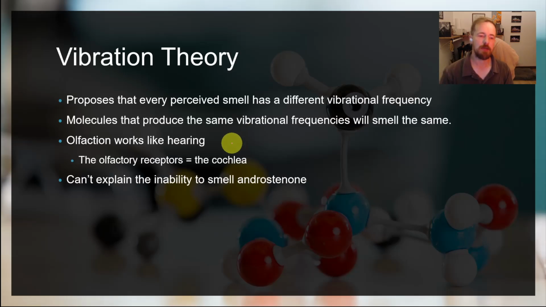All right. Vibration theory is a little bit different. Vibration theory is that we have these molecules. These molecules have a very specific kind of vibrational frequency whenever they latch onto these OSNs. And so in that way, it works a little bit more like hearing, where you have these vibrations that are created from latching onto these cells. And this might also explain why we might have some specific anosmias, because maybe we're experiencing conflated vibrational frequencies, and so we can't tell the difference between these two.